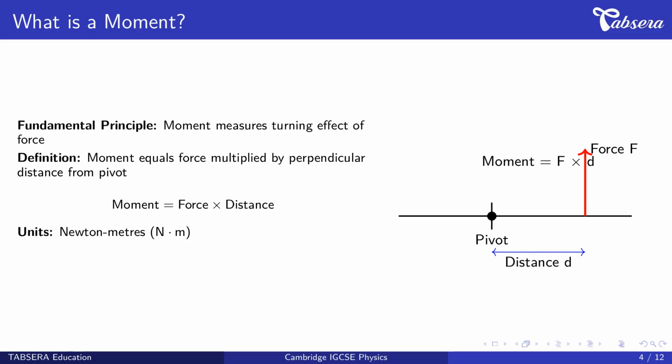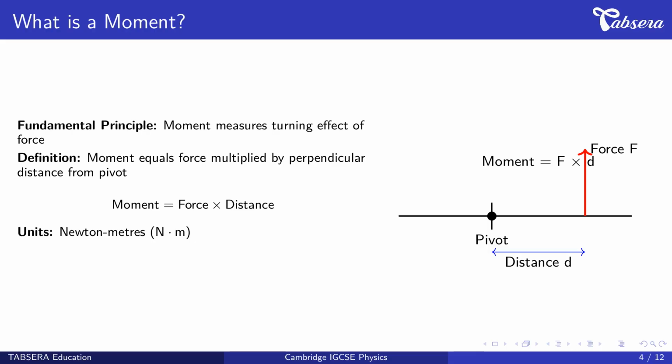Let's explore our first core concept. What is a moment? The fundamental principle states that moment measures the turning effect of a force about a pivot point. This means how effectively a force can cause rotation. The definition is moment equals force multiplied by perpendicular distance from the pivot. Mathematically, we express this as moment equals force times distance, where force is measured in newtons and distance in meters, giving us units of Newton meters.